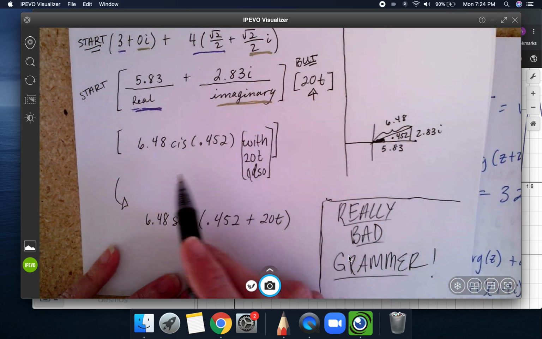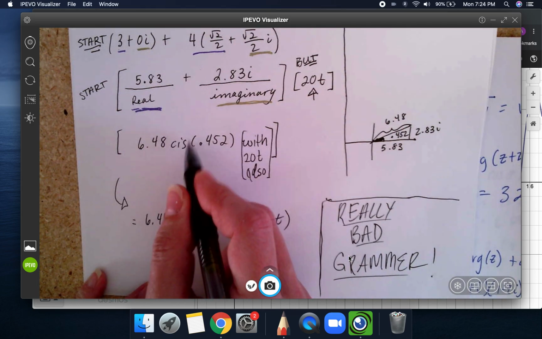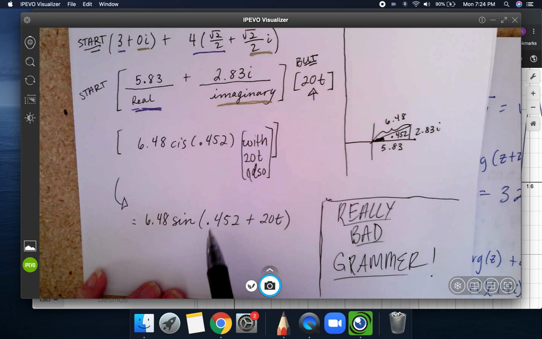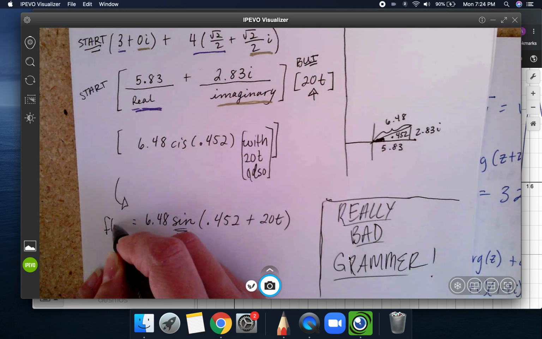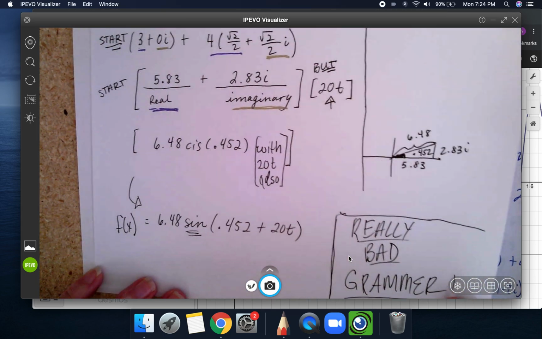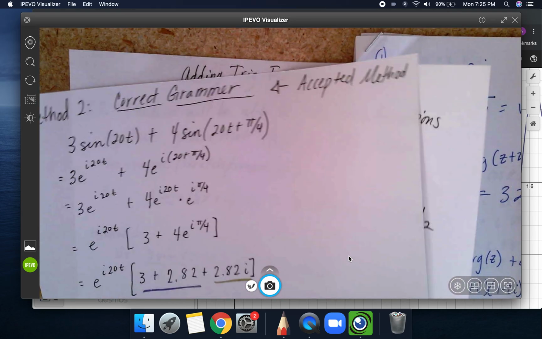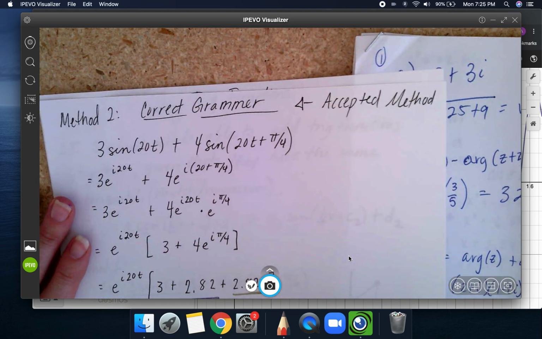So we take this information, we've combined it together, and since we were all focusing on this information about sine and cosine, right, all this about cis, our initial question was about sine, so we need to make sure to put it back in terms of sine. Again, really, really bad grammar. So we're going to do the good grammar way, which is basically the same thing, but this is the more accepted notation that you would see in like an engineering class.